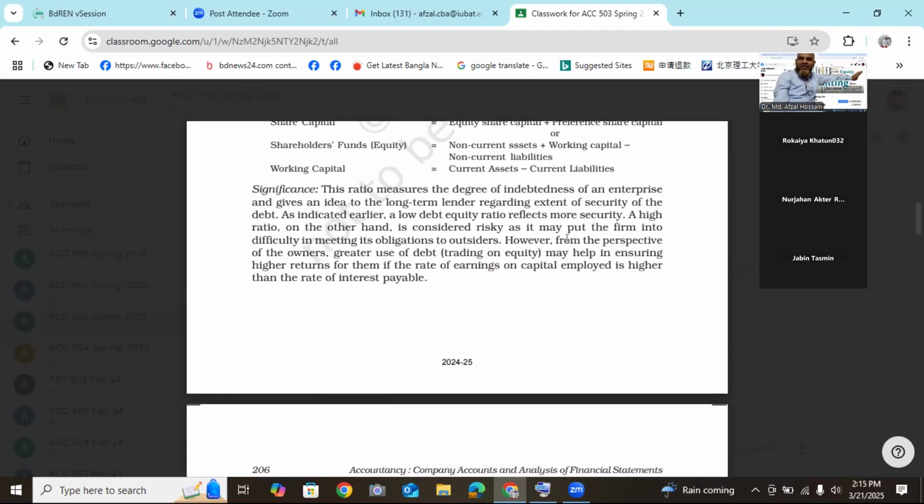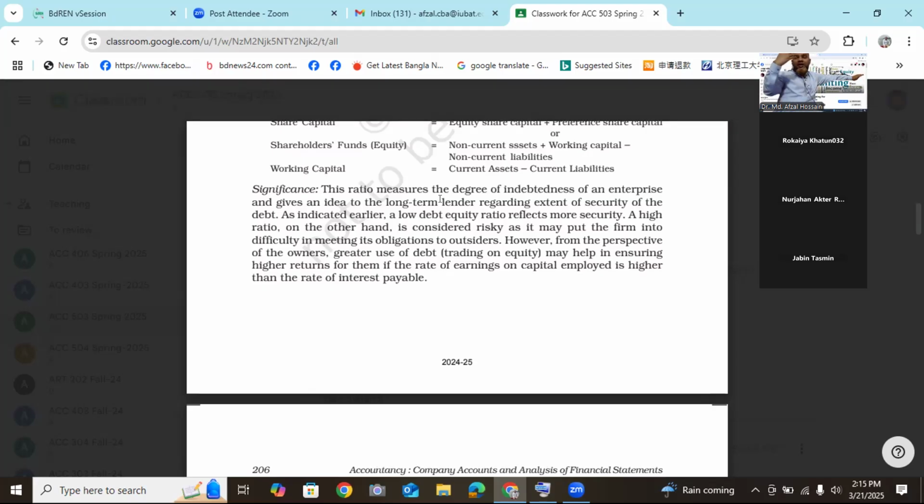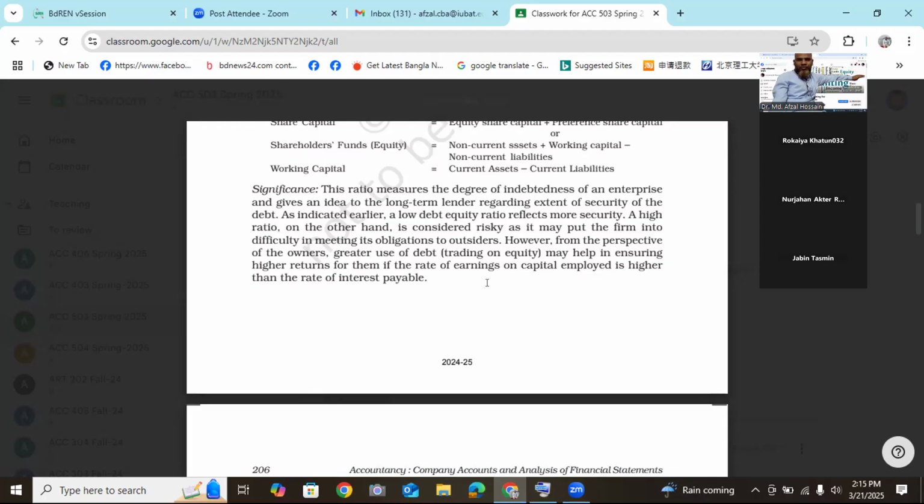That means whether it will face any bankruptcy or insolvency issue in future or not. And that is long term. And regarding the extent of security of the debt, if the lender gives money to the company, whether they can get this money back or not. In this way, we can assess that company. Okay.